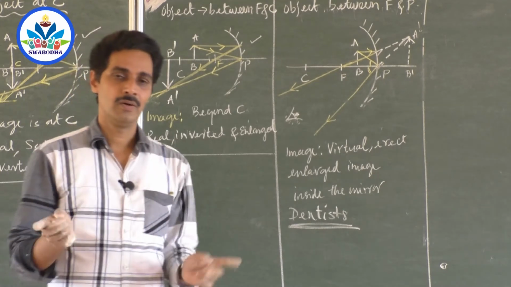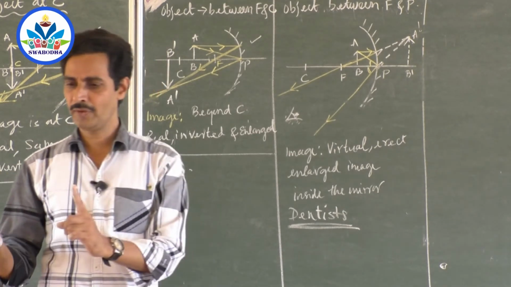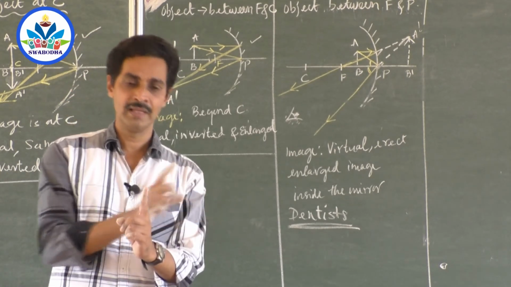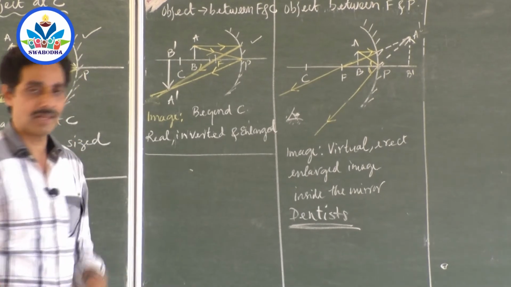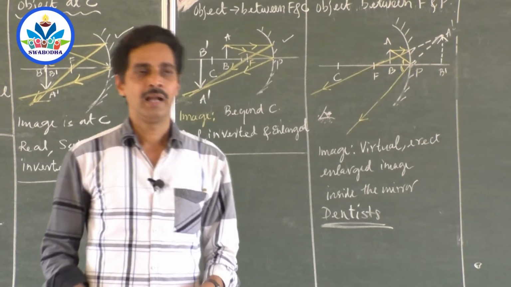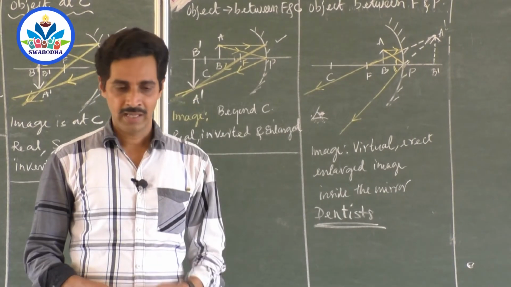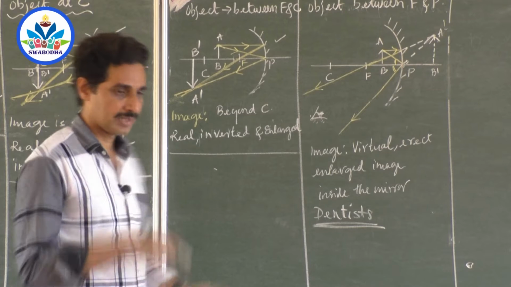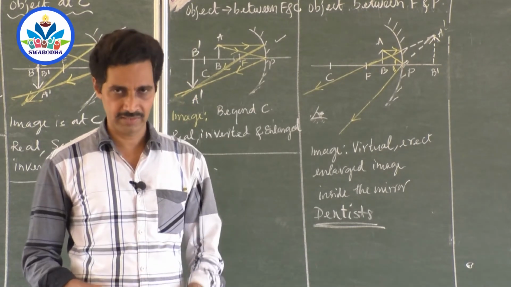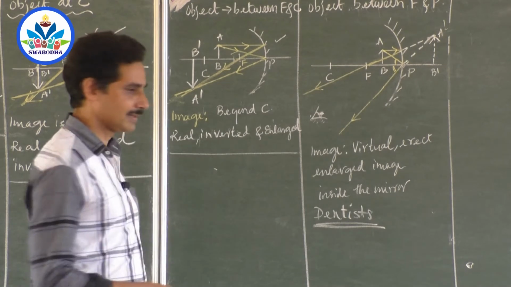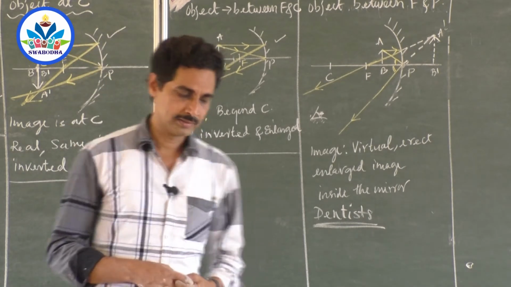At C, okay, you are coming to the junction. Away from C, between F and C or within C, at C. When the object is at C, the image is also at C, at the center, and the image is of the same size. And this is the only mirror which forms a real image of the same size. No other mirror forms a real image of the same size. So at C, real, inverted, and of the same size.